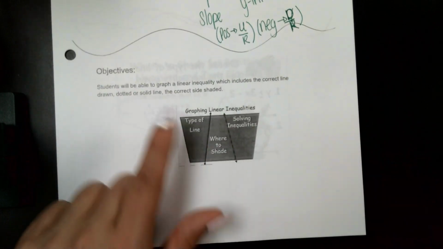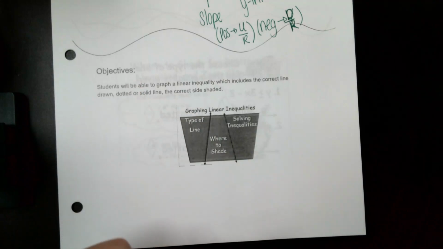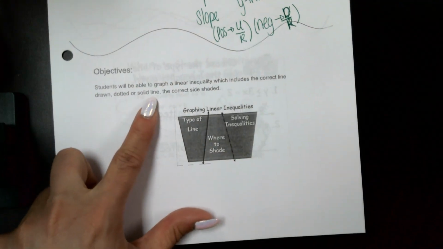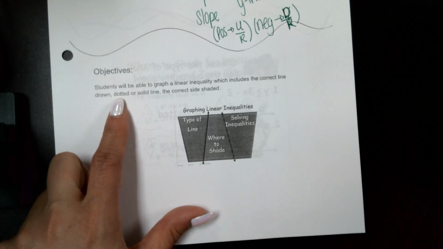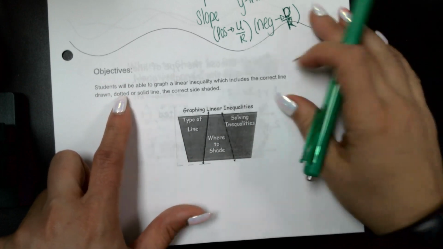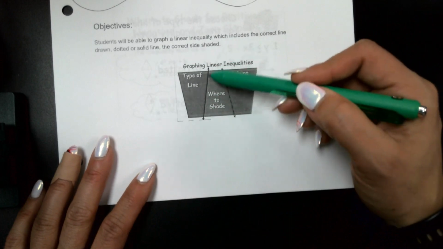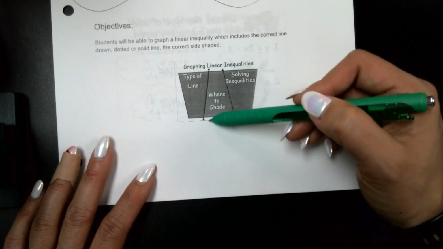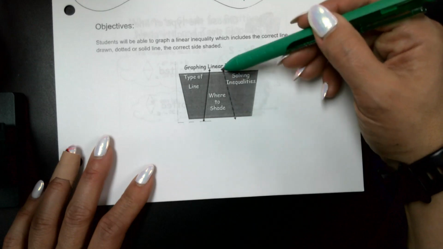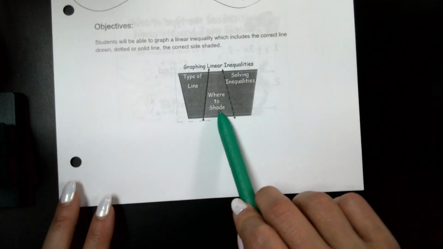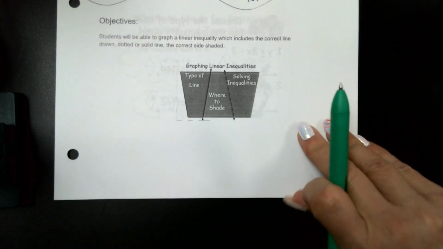Okay, so down here at the bottom, it says students will be able to graph a linear inequality, which includes the correct line drawn, dotted or solid. So again, dotted, I'm going to make little dashes, or a solid line, and that the correct side is shaded. So they're showing you here are some differences. You might see this solid line like we've done before, or here's an example of a dash line. Okay, and then we'll talk about how to know where to do the shading on which side of the line. Okay, go ahead and turn the page.